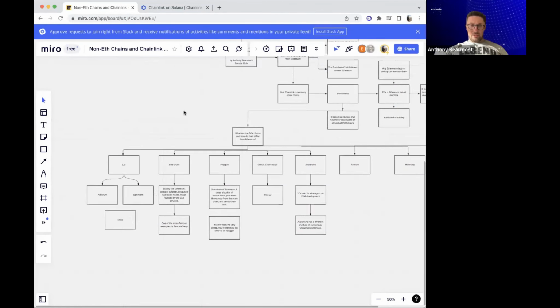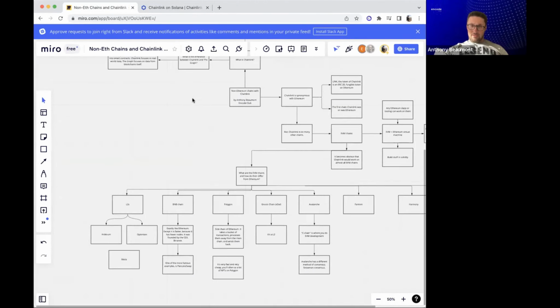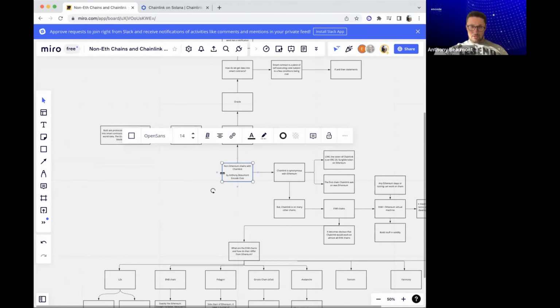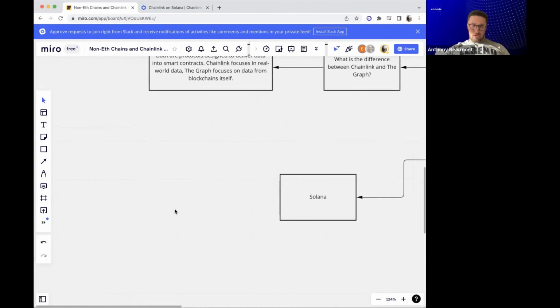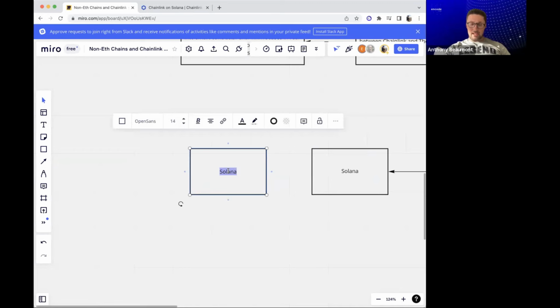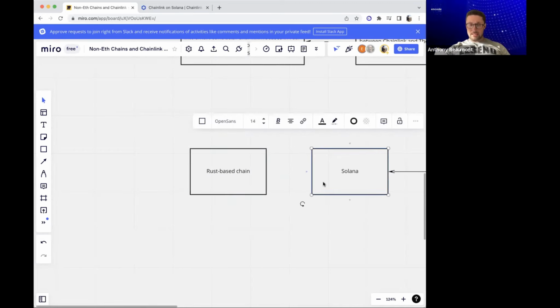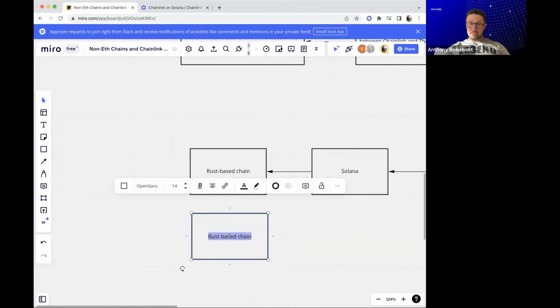And Solana represents, I think, the first non-EVM chain that they support. So we're going to put it in here. I'm going to talk a little bit about Solana in general first and foremost, and then we can go down into the specifics of it. So first of all, Solana is a Rust-based chain. Now, all the others are Solidity-based. Solidity has some resemblance to JavaScript, but Solana uses Rust.